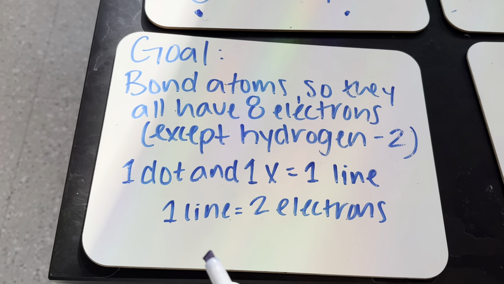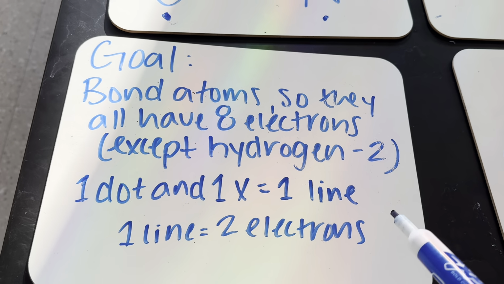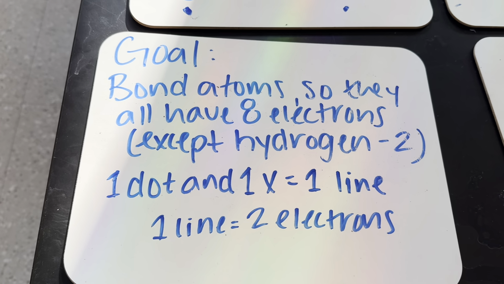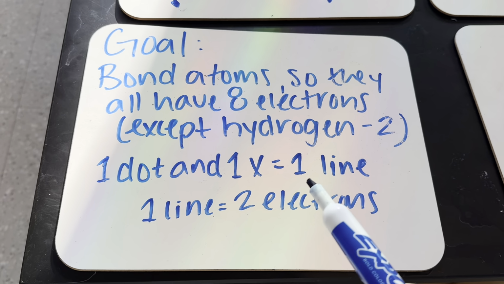Okay, the goal today is to bond atoms so they have 8 electrons, except for hydrogen, which can be happy with only 2 electrons. So we're just going to be putting some atoms together and trying to figure out a way to bond them so that they can all have 8.